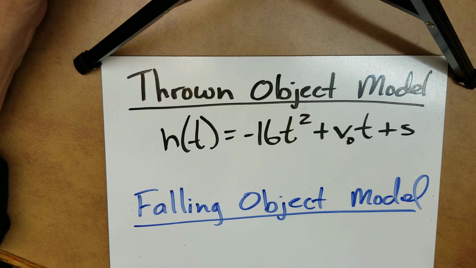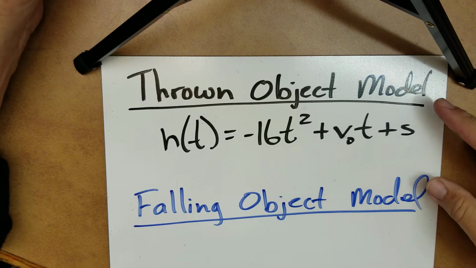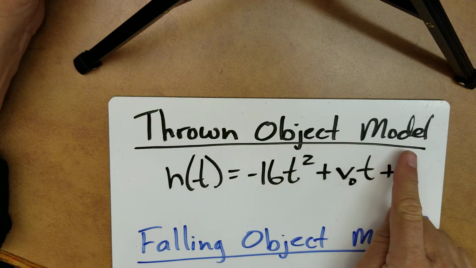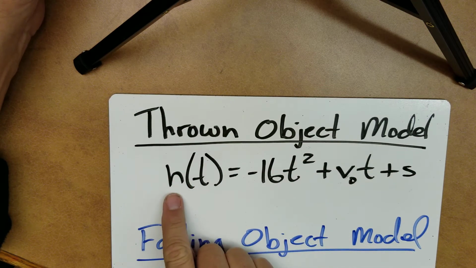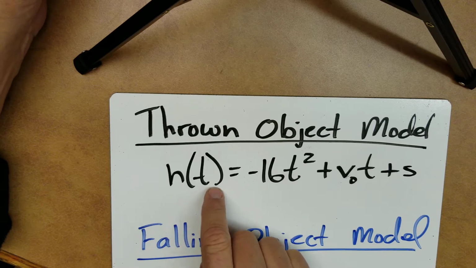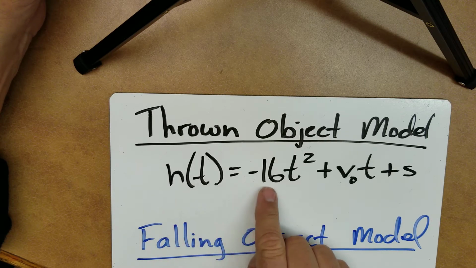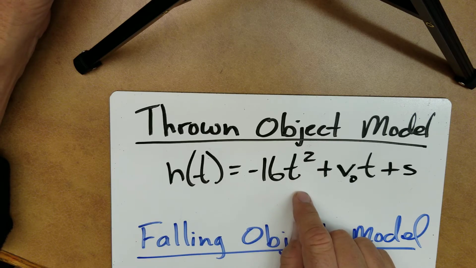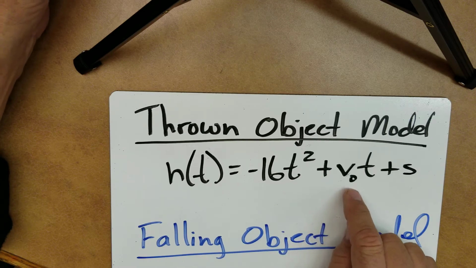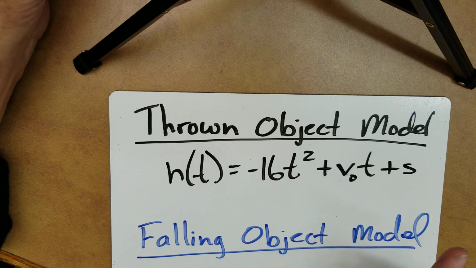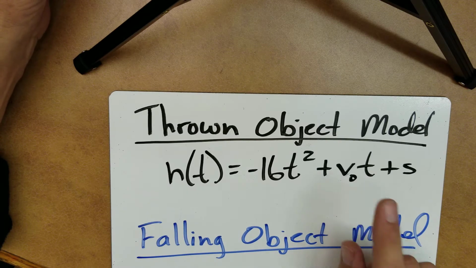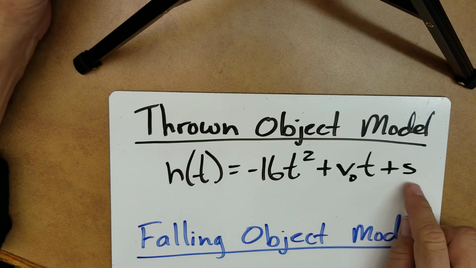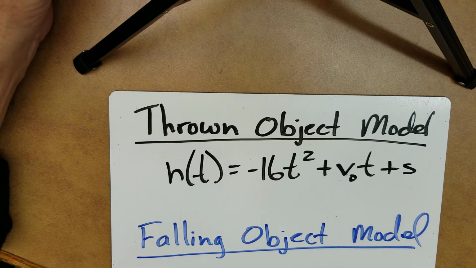This is a pretty brief video because I just want to highlight the difference between these two things. This is what we did yesterday, the thrown object model, where we had h of t, the height at a given time, or the time at a given height. You can look at that both ways. The -16 is due to gravity. Time is t, which is always in seconds. The v is the initial velocity. Remember, if the initial velocity is away from the Earth, it's positive. If it's going towards the Earth, it's negative. And then you have s, which is the initial height.